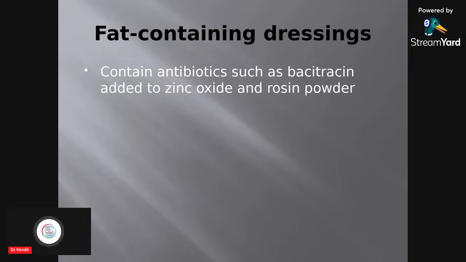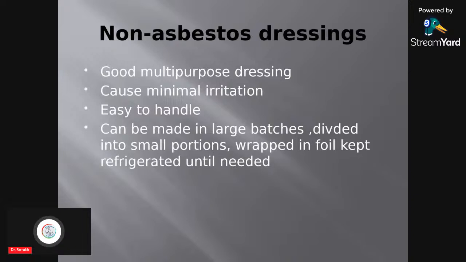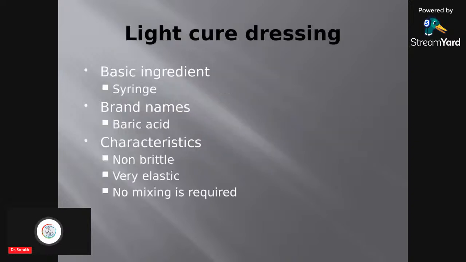Fat containing dressings basically contain antibiotics such as bacitracin and oxytetracycline added to zinc oxide and rosin powder. Cyanoacrylate dressings cause irritation to the connective tissues. Non-asbestos dressings are a good multi-purpose dressing, cause minimal irritation, and are easy to handle. They can be made in large batches, divided into small portions, wrapped in foil, and kept refrigerated until needed. Light cure dressing basically includes the basic ingredient in a syringe. Brand names include Barricaid, and characteristics are non-brittle, very elastic, and no mixing is required.